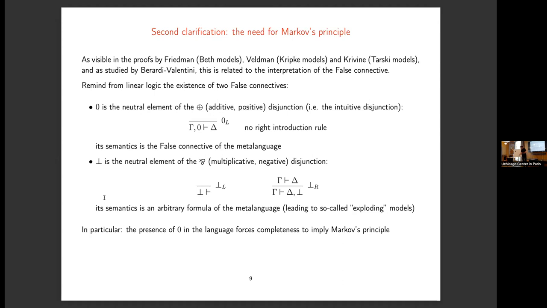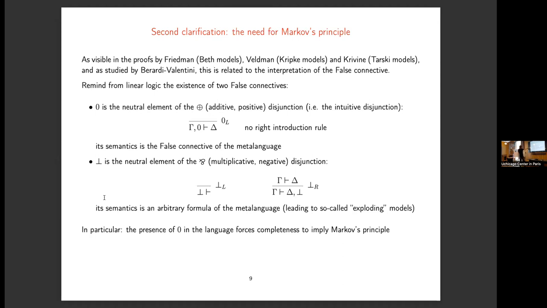So it has two conjunctions, two disjunctions, and it has also two bottoms. There is a bottom which is written zero, which is a neutral element of a disjunction which is written like this, and this disjunction is exactly the intuitive one, the one where you prove A or B because either A or B. And you have bottom, another false connective in linear logic, which is a neutral element of a disjunction which is called with this reverse ampersand, which is called par.